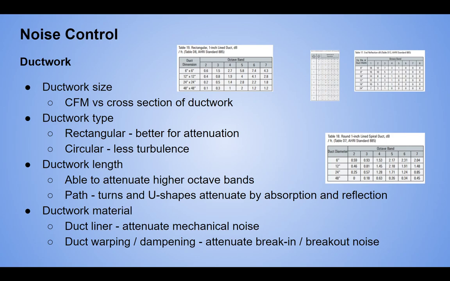And then ductwork material, so liner. If the duct is lined, it can attenuate mechanical noise. It's better at the high frequencies than the low frequencies, which makes sense, right? It's all based on dimension. And then duct wrapping or dampening, and this helps attenuate break-in and break-out noises. The two cans with a string between them, right?